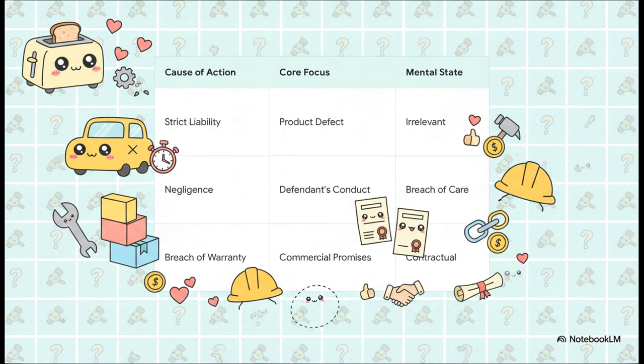Let's unpack that. Strict products liability focuses entirely on whether the product itself was defective and unreasonably dangerous when it left the defendant's control. The defendant's fault or mental state? Completely irrelevant. Now contrast that with negligence. Negligence focuses on the defendant's conduct, examining whether the manufacturer, distributor, or seller actually breached a standard of reasonable care in their design, testing, inspection, or warnings. And finally, breach of warranty covers those contractual and commercial guarantees, including express warranties and implied warranties of merchantability or fitness for a particular purpose.